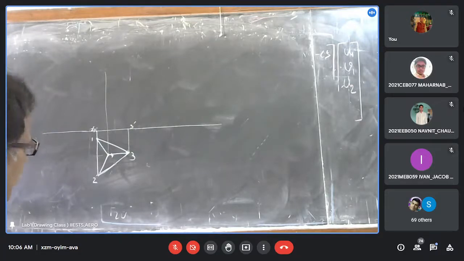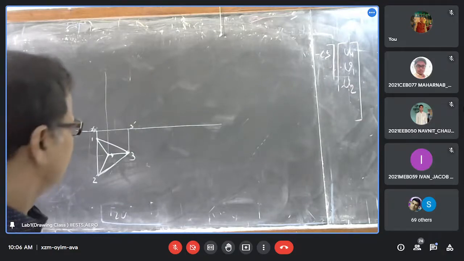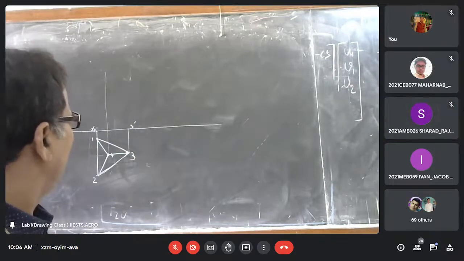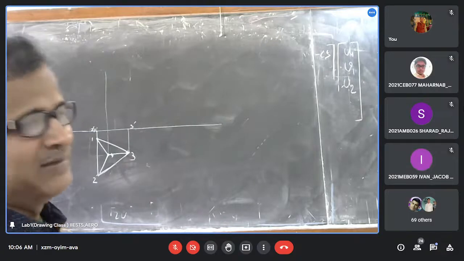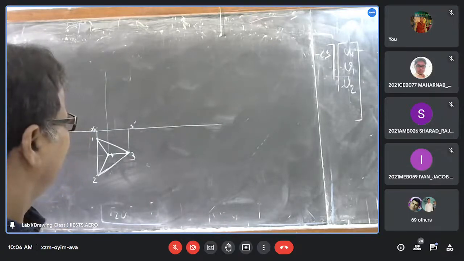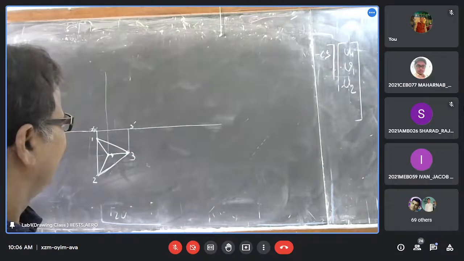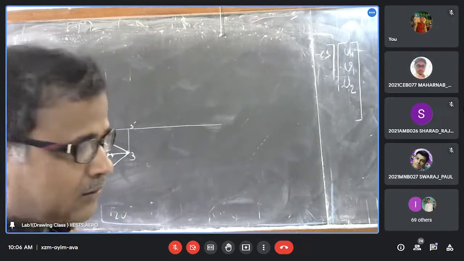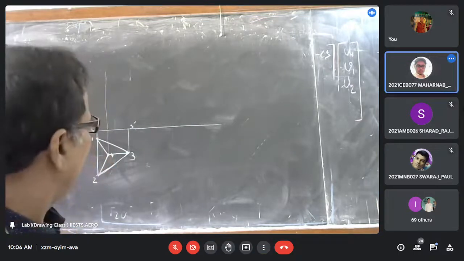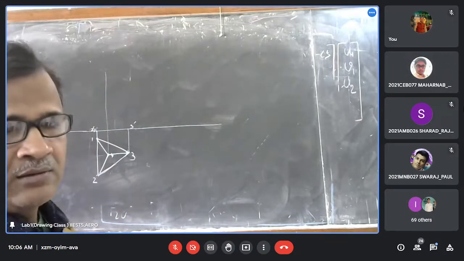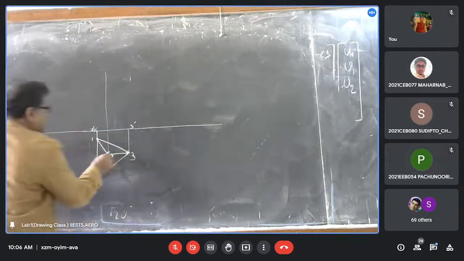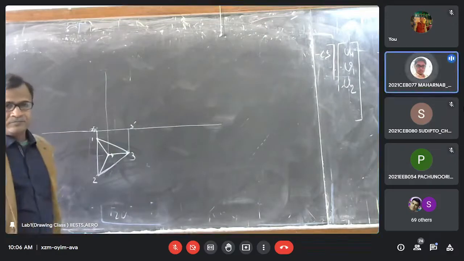1 to 2, 2 to 3, 3 to 1, 3 to 4. Sir, 1 to 2 is perpendicular to the vertical plane. No line is parallel, every line is at an angle. Why is 3 to 4 parallel? Yes, sir, 3 to 4 is parallel.